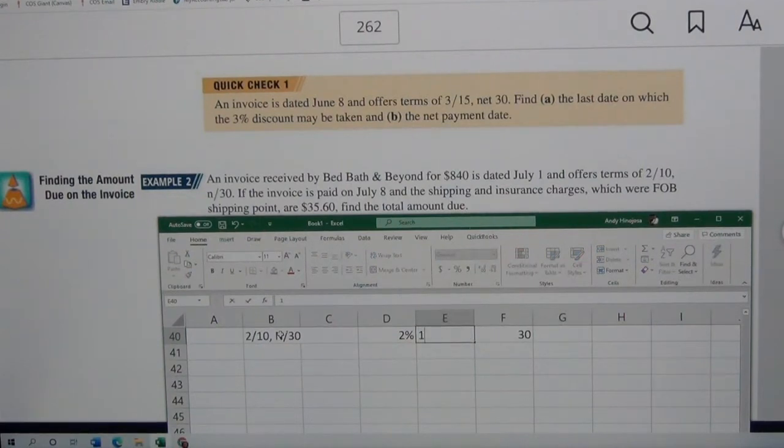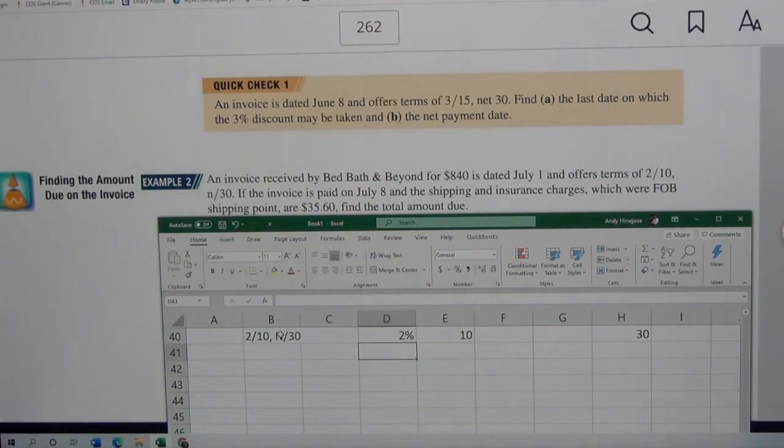2% discount paid in 10 days. Otherwise, it's due in 30 days. So let's see what we have here. If it's paid on July 8th, the first thing we need to figure out is, did we pay it within the discount terms? Well, it's July 1st, we got 10 days, so July 1st plus 10 is going to be July 11th. We in fact did pay it within that, because as long as we pay it by the 11th, we're good to go. So now the question is what are we going to actually pay?